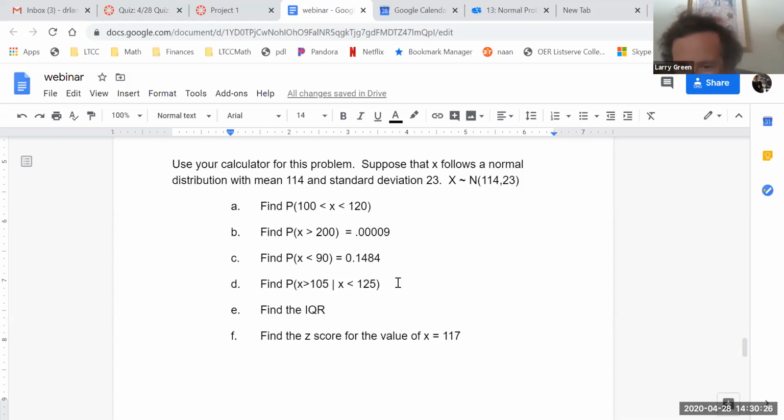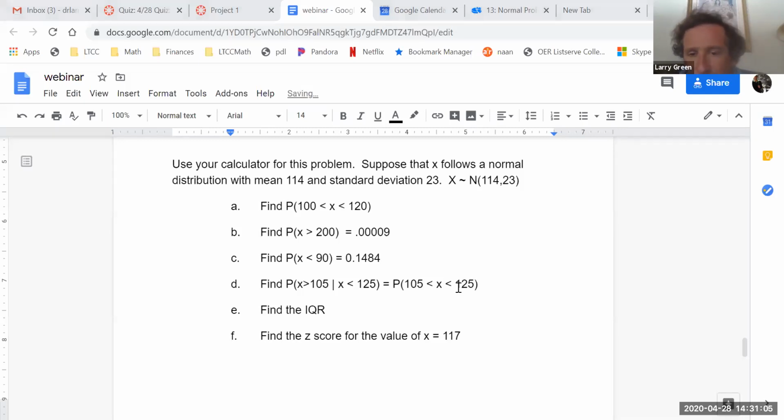Find P of 125. We're going to do that possibly, but we have more than that. What we need to use is a formula: the probability of A given B is equal to the probability of A and B divided by the probability of B. If x is greater than 105 and less than 125, that means 105 is less than x, which is less than 125.